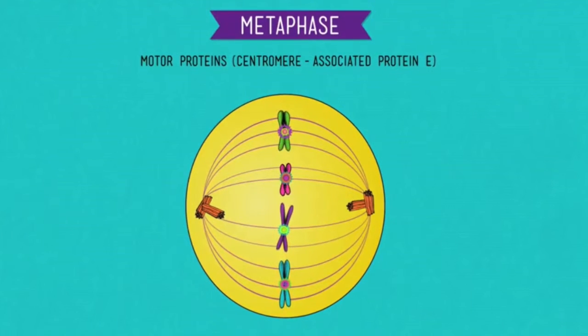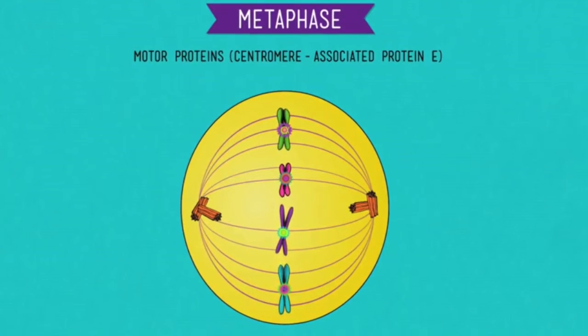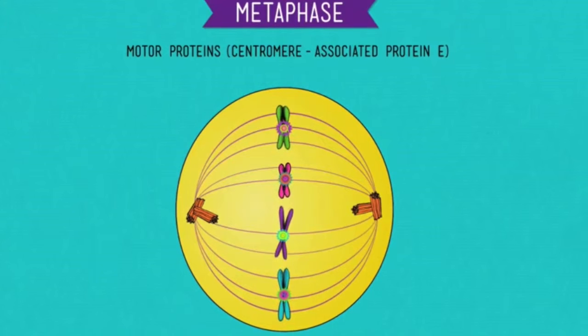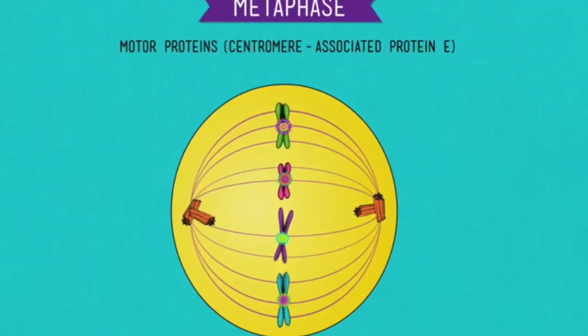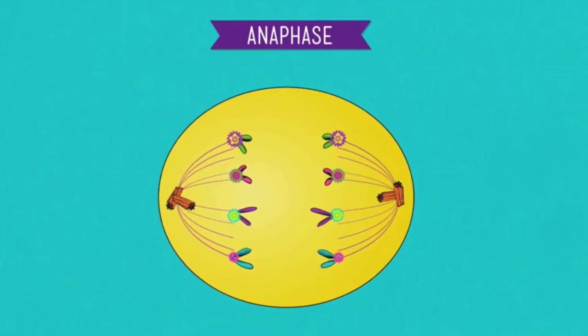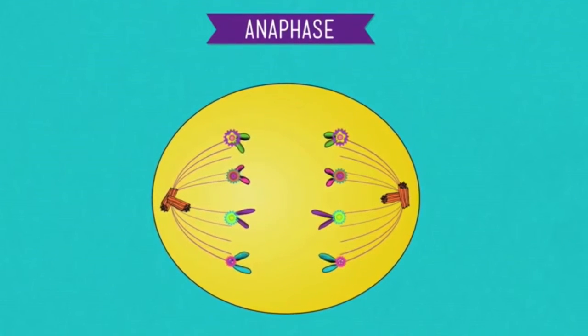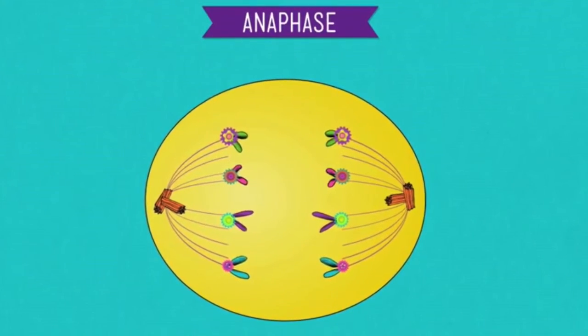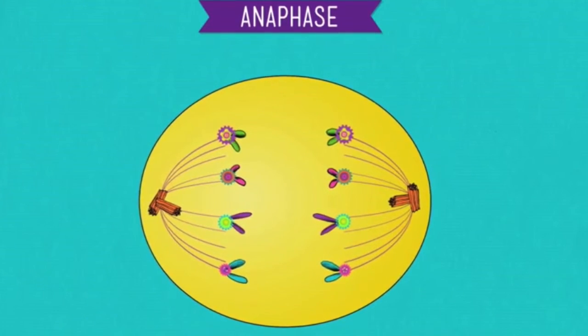Metaphase means after. Spindle fibers attach to the centromeres of chromosomes, and they align at the equatorial plate in the middle. Anaphase means in between. The spindle fibers shorten, causing the centromeres to split. The sister chromatids are pulled behind the centromeres.